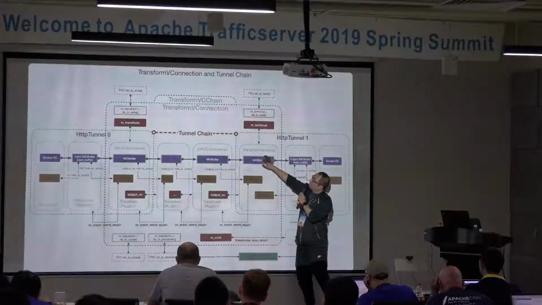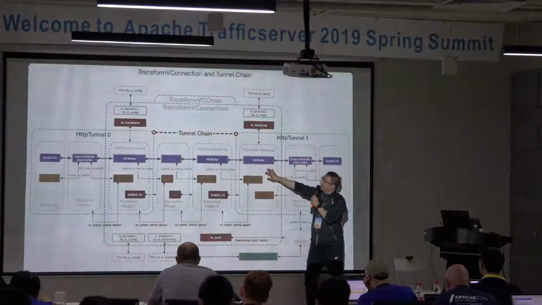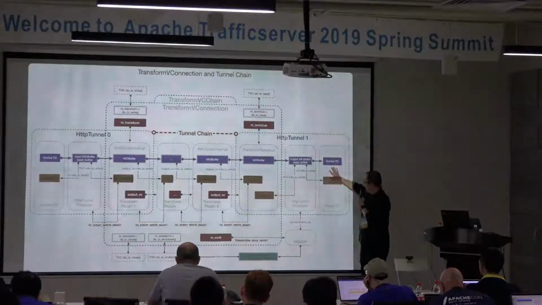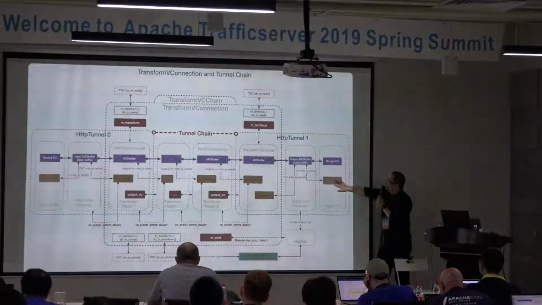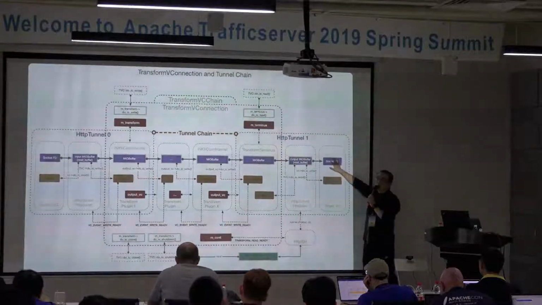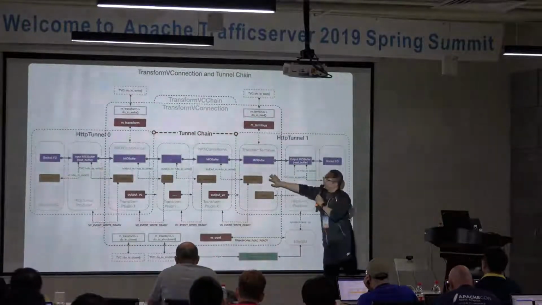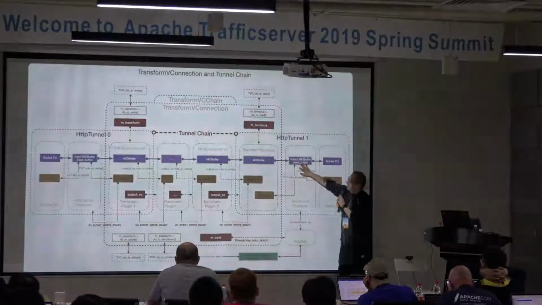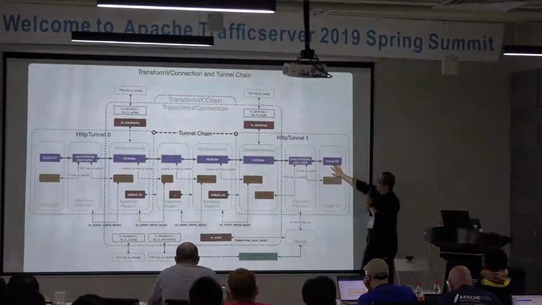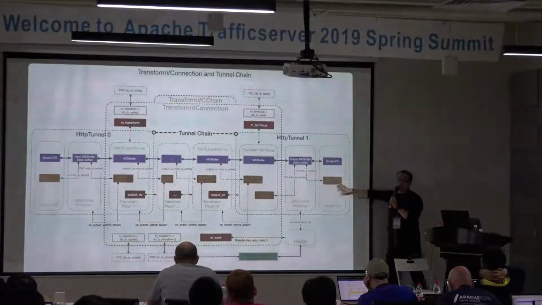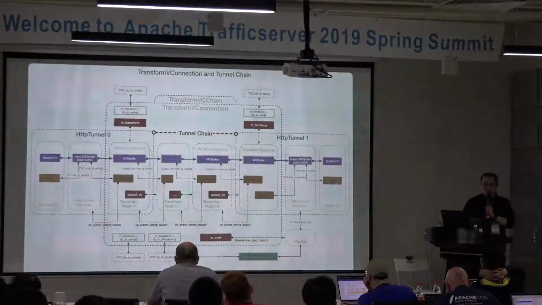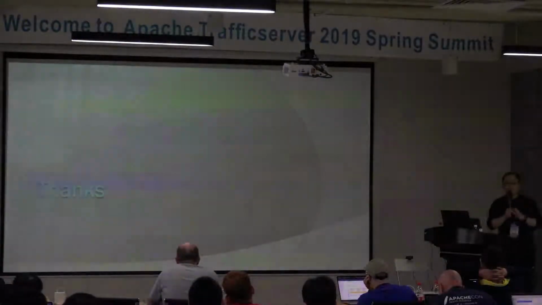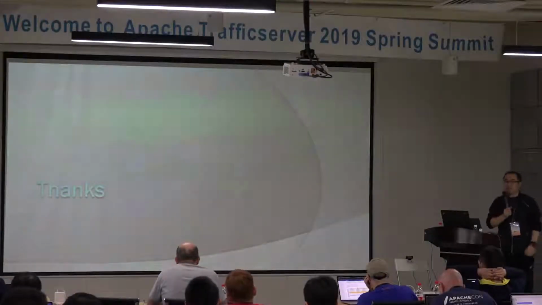The TransformVConnection is the producer in tunnel 1 and the target VC is the consumer in tunnel 1. So it reads the data from the terminal into the output buffer and writes it out to the socket FD. So okay, this is all. Thank you.